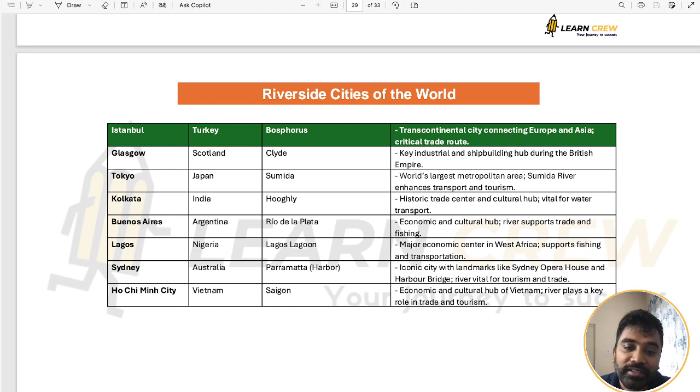Next, we are having Parramatta Harbour. It is in Sydney. It has landmark locations like the Opera House, and is a major tourism and trade hub, natural beauty, right? Next, we are having Saigon.